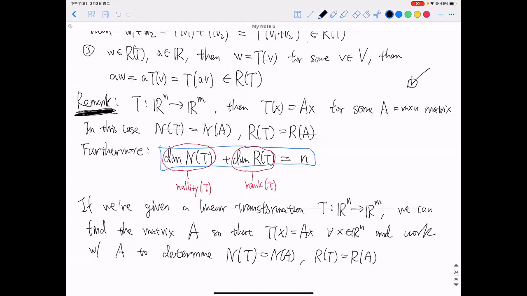Okay, to determine the null space amounts to solving a linear system. To determine the range, well, we've seen this before, right? There are a couple of different ways to do it, but again, this is meant to just tell you that the question for linear transformations is reduced back to the same question for matrices. Okay, let's see here.